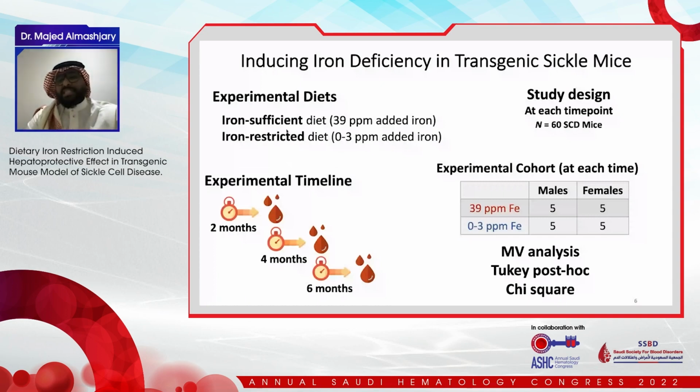We have a total of 60 sickle cell disease mice, equally distributed between the two sexes, males and females, and equally distributed into the two diets. At each time point, 2, 4, and 6, we sacrificed 20 mice and collected blood and other organs for the measurements. For statistical analysis, we ran a multivariate analysis because we have the sex, the diet, and 3 time points. We did two key post hoc tests for some of the measurements, and a chi-square test for the categorical variables.